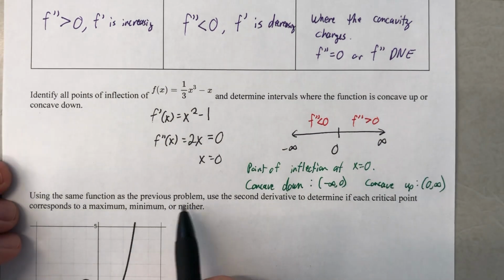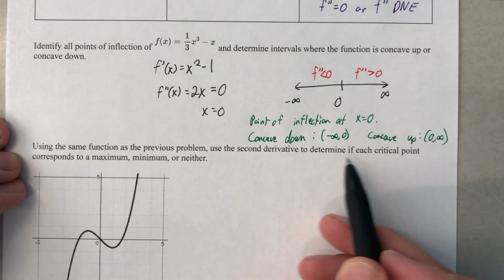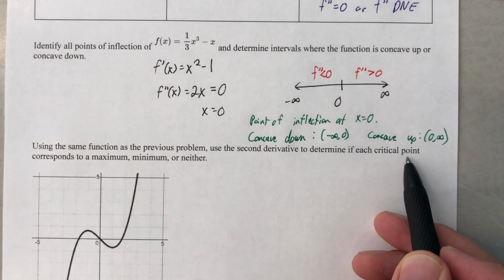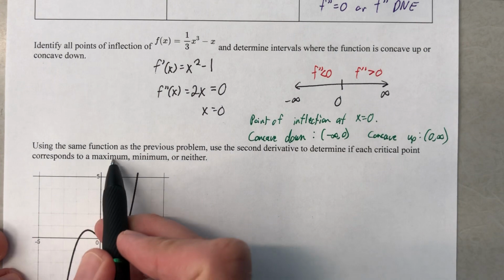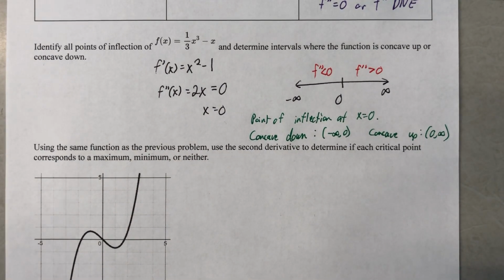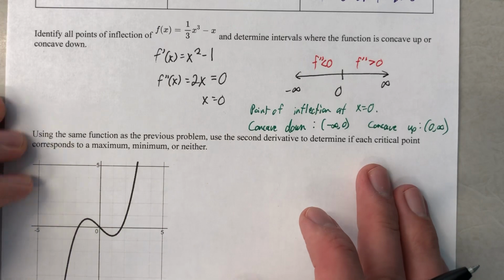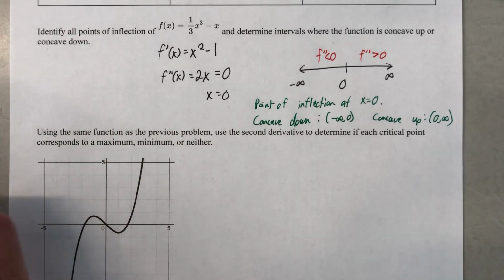Using the same function as the previous problem, seen here in the graph, use the second derivative to determine if each critical point, whoa, pause, critical point? Critical point, those are maximums or minimums, right? If it corresponds to a maximum, minimum, or neither. Wait, now I have to find a critical point? So I need to go back to the first derivative and do something. Okay, no, whoa, wait a minute. I've already got the second derivative. Now I've got to go back to the first? Yeah, let's do it. Here goes.